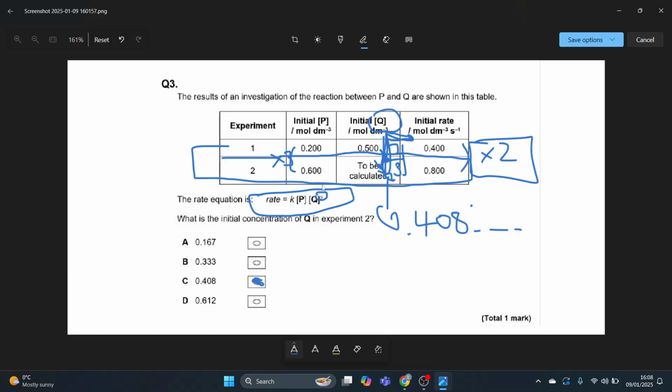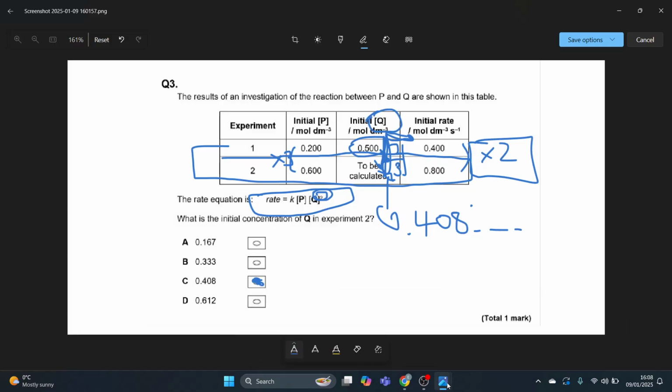Now that's a nice little trick that hopefully you guys spotted, and if you didn't, hopefully you learned from it. Because it's second order, we have to square root it, and then times the initial concentration by the square root of 2/3 to get the initial concentration of Q as 0.408 in experiment 2.